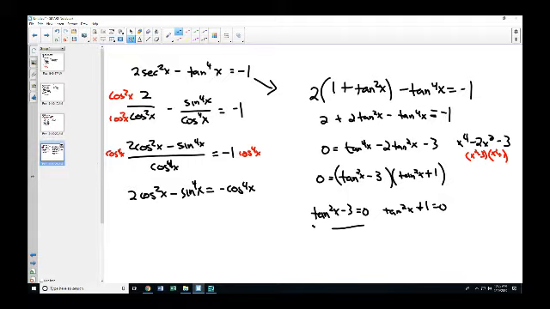Can you finish those? How would you tag this? Okay, so you factor, set each of them equal to 0 and solve just like we did the other day.